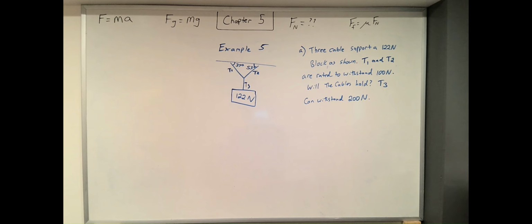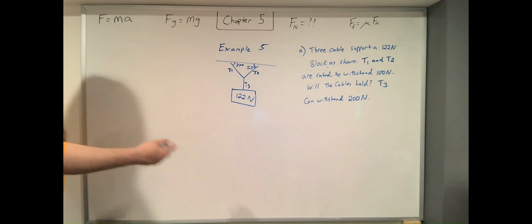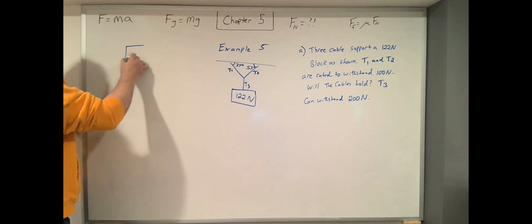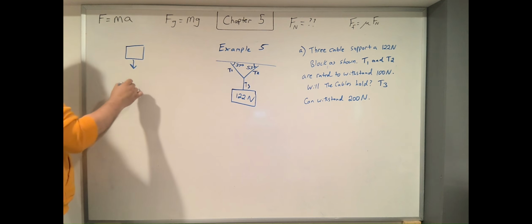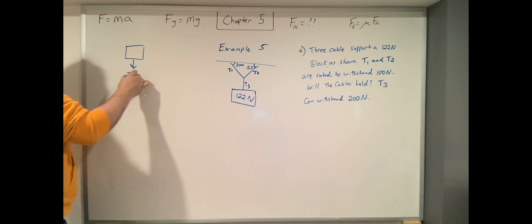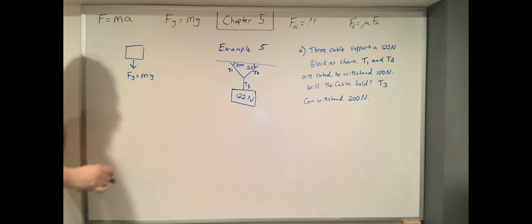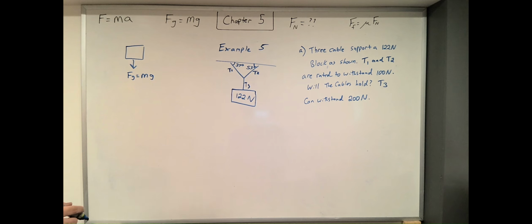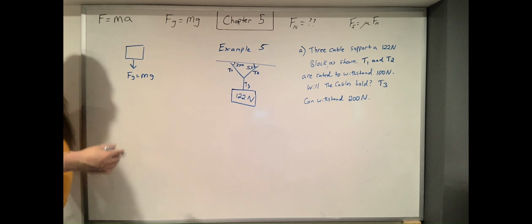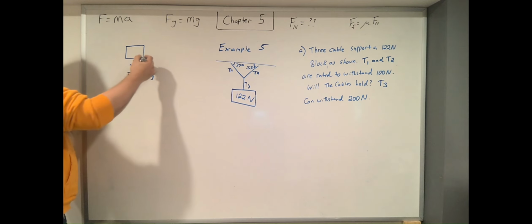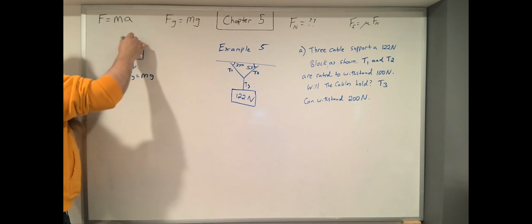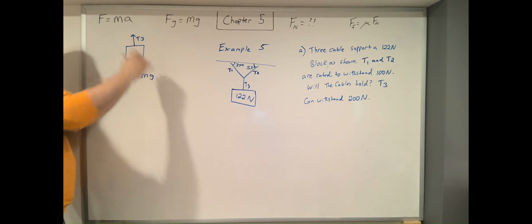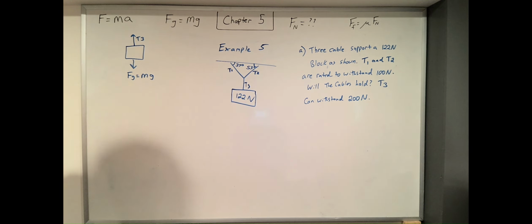So if we look at the object, the 122 Newton object, let's start there, being we can draw out a free body diagram. I have that object being pulled down by the force of gravity, which is just m times g. I also have what is holding it up. Normally we would have a normal force, but in this case, we don't; we do have a rope that is pulling it up. And that rope is T3. And then from there, I have these other tensions that are also pulling on that as well.